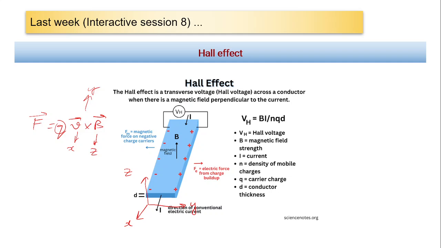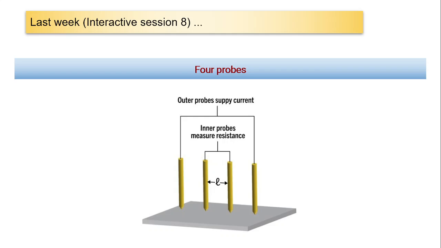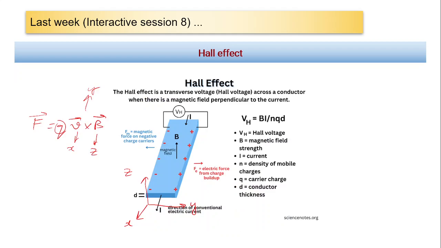So this is the origin of Hall voltage, and this is the concept of the Hall effect that we use in some experiments. Using the Hall voltage, if we have a semiconductor, we can find out the hole density or charge density, and then we have the Hall voltage formula.